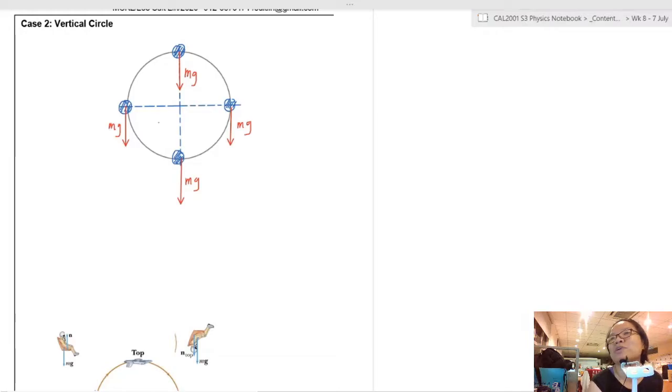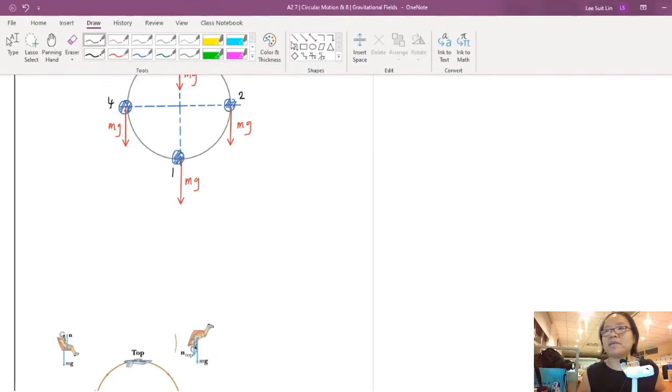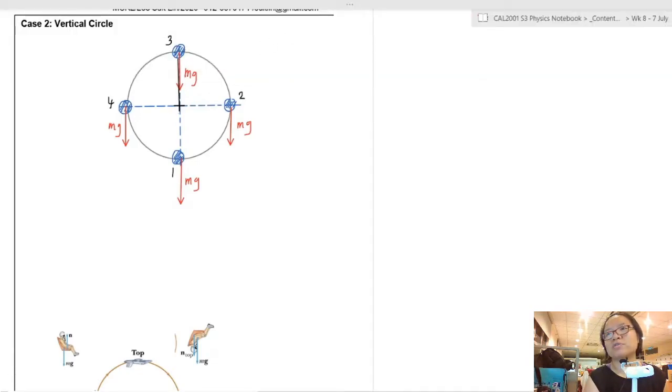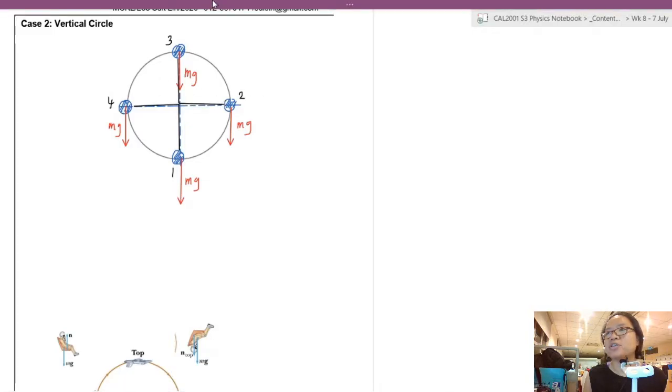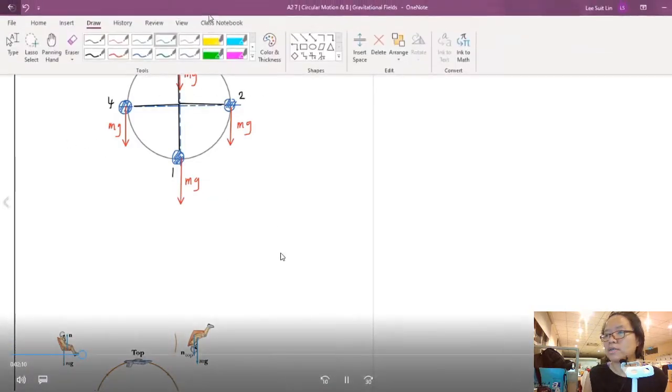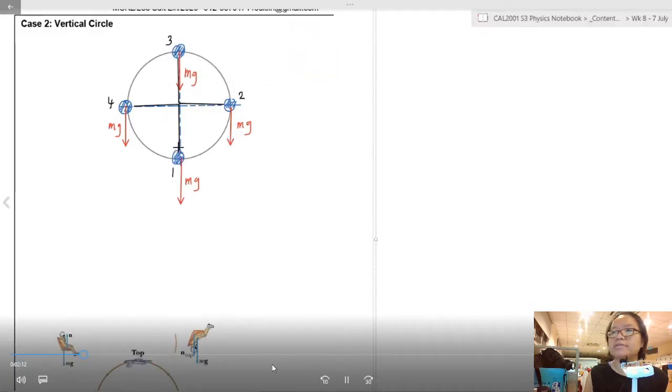So there's mg going down. And then because obviously a yo-yo has a string, there's tension as well. And I will label that after labeling the positions. So there will be a string here and here and here. I'm just going to label off all the strings and label tension in it as well. So tension. Just a reminder for you, tension will always point in a pulling direction.